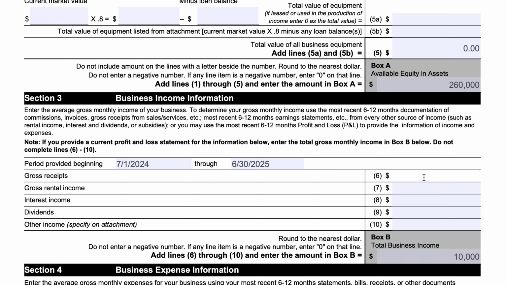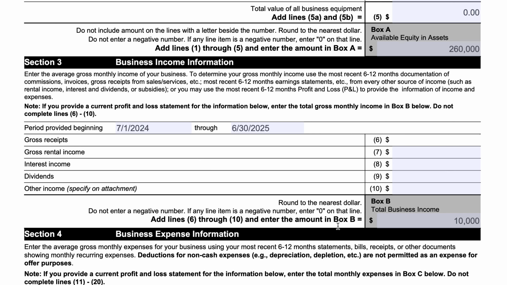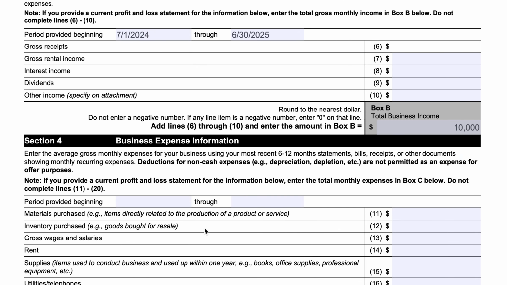But if you need to put in information, you can always do that. Again, the IRS does reserve the right to ask for documentation to show gross receipts, rental income, interest and dividends, and other income as you would specify. So we'll skip that. You can either attach a P&L that shows your average monthly income to be $10,000, or you're going to need to tally this up and provide documentation as an attachment. And then same here.